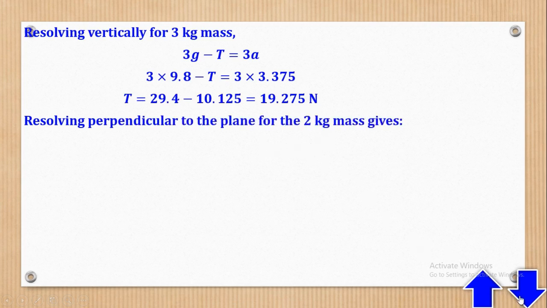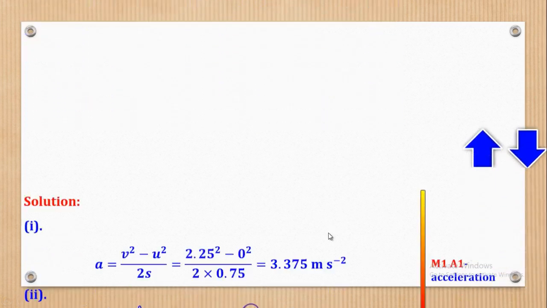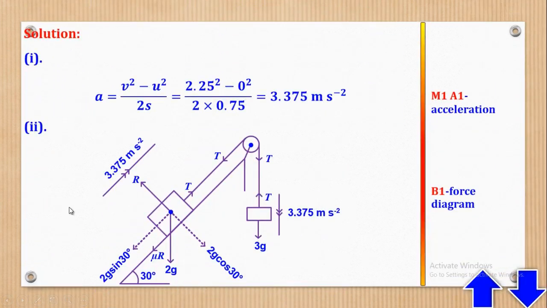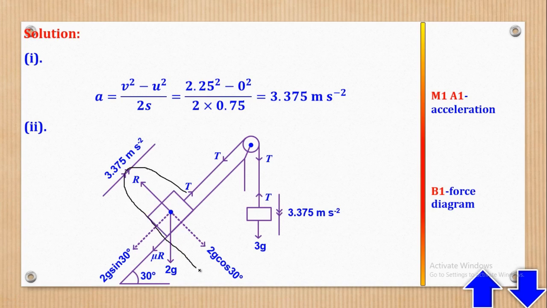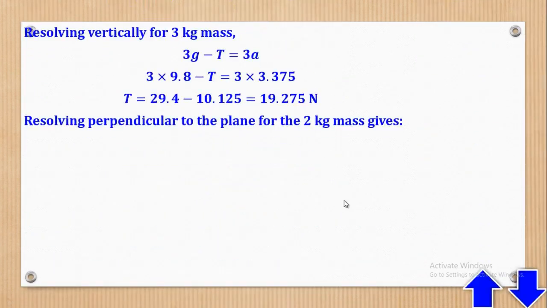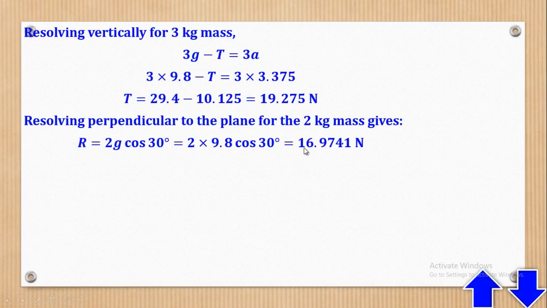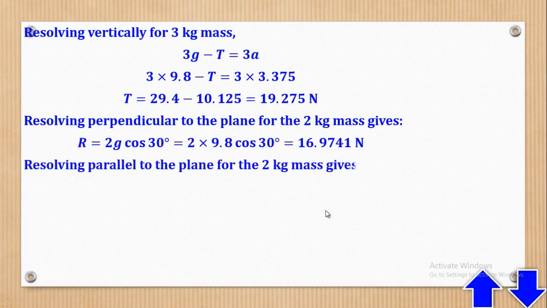What about resolving perpendicular to the plane for the 2 kilogram mass? So perpendicular to the plane, this is what we are going to get. We are interested in these forces. So that means that R is equal to 2g cos 30 degrees. So we shall come here and say that R is equal to 2g cos 30 degrees. When I substitute, I come up with R being equal to 16.9741 newtons.